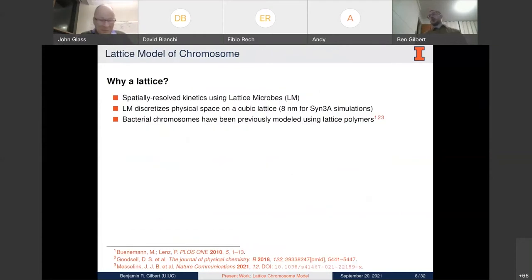And so we then developed a lattice model of the chromosome, and we chose this because, as I mentioned previously, we use a lattice representation in our whole cell model, so it's natural that we would also use a lattice for the chromosome. It discretizes physical space onto an 8 nanometer cubic lattice for the whole cell simulations. And then additionally, bacterial chromosomes have previously been modeled using lattice polymers in some of the works that are listed below.